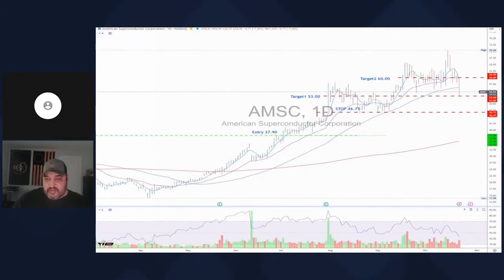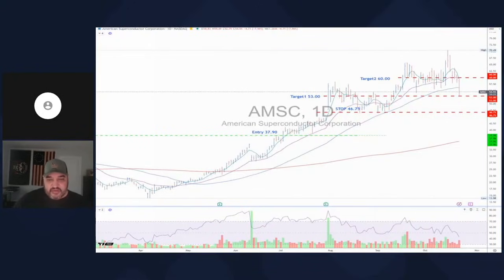AMSC, American Superconductor Corporation, another reaccumulative type of setup here. You had two legs higher, and I really liked the way AMSC was reconsolidating after its first leg. I thought to myself that AMSC was most likely going to break the prior pivot high off of a cup at 37.98, and we took it long into what was that? We took it long into the target was 75.50.